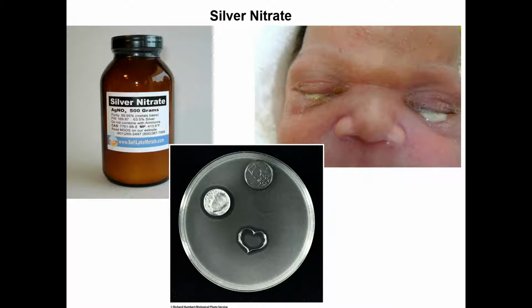So here you have coins that have silver in them. And here you can notice that there is a zone of inhibition around the coin. So the bacterial growth has been stopped where that coin is located, and the silver in the coin has actually leached out into the media, inhibiting the growth of the bacteria.